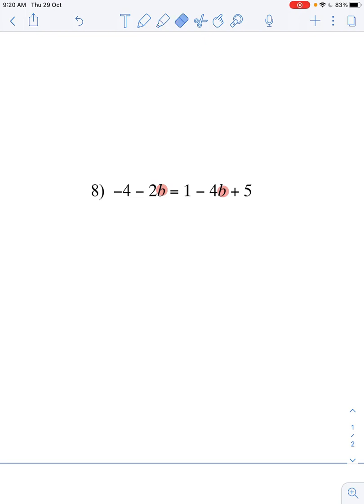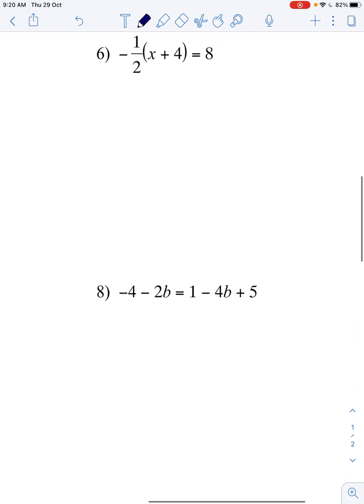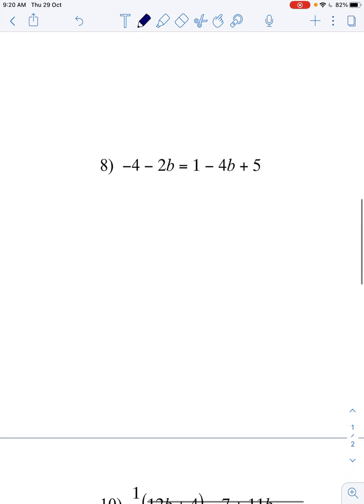So eventually that's what I'm going to do. But let's take a look at this. On that previous problem up here, if we just go take a look at it real quick, the first thing we did on number 4 was we simplified the right side. We're going to do the same thing down here. Okay, let's take that number 8 there.